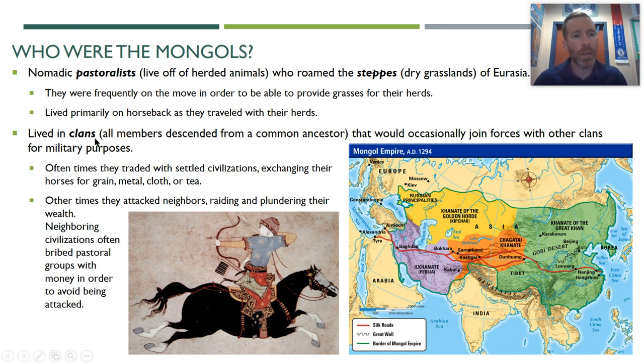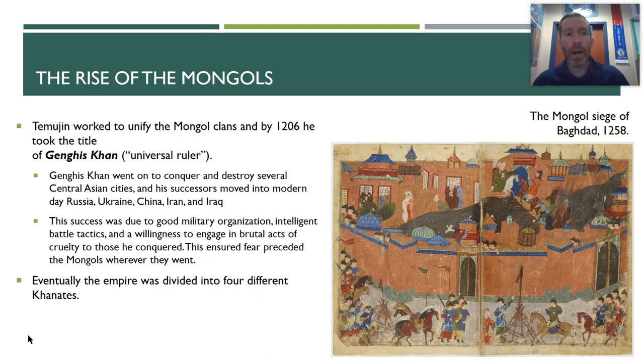You'll remember this term clan from our time spent talking about Islam before the time of Muhammad, and even during the time of Muhammad. So with clans, all the members of that clan descend from a common ancestor. And some clans will join forces with others for military forces, but most of the time they're really just organized by clan. Trading with others, maybe raiding other clans, maybe working with other civilizations, but no larger Mongol unit prior to Genghis Khan.